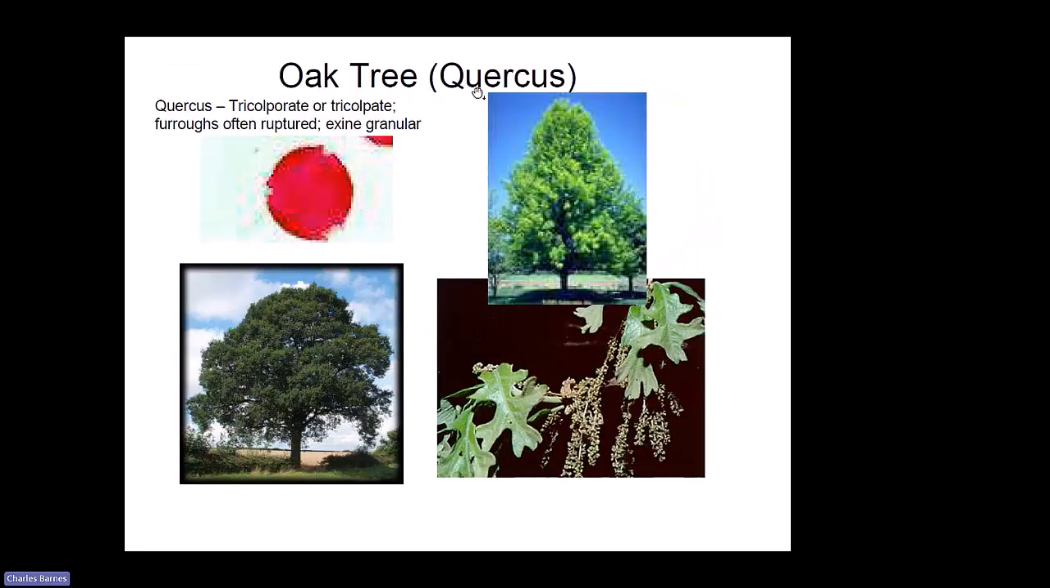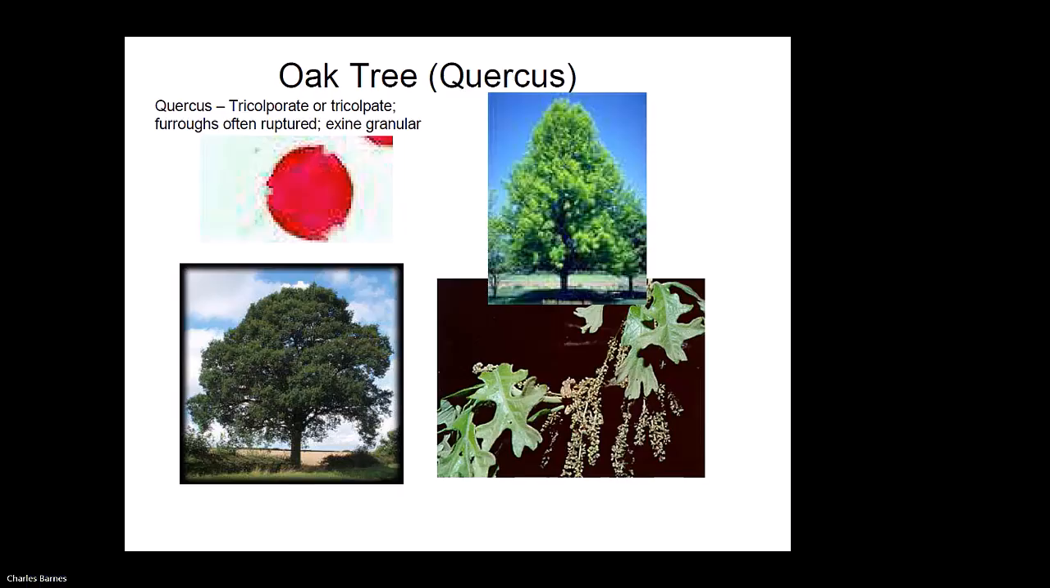Next one is oak. Oak is in the Quercus group. It's tricolporate. That means it has pores, and the pores have slight little slits among them, and you can see this one's oriented so that you're looking at the pores from the side view. The furrows sometimes can rupture, and it has a granular appearance. Of course, we have lots of oak trees in our area.